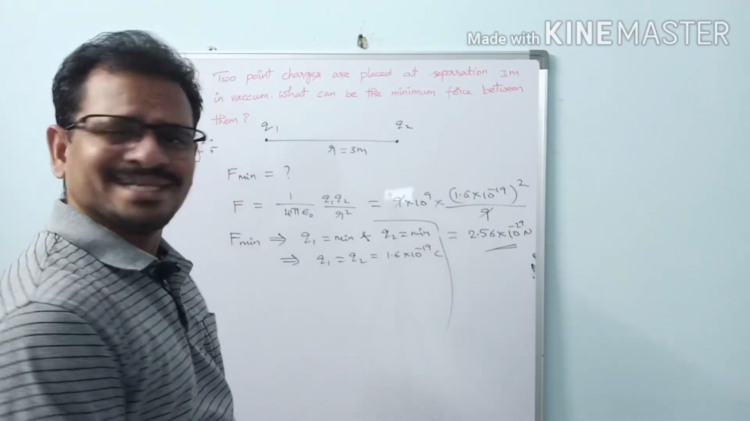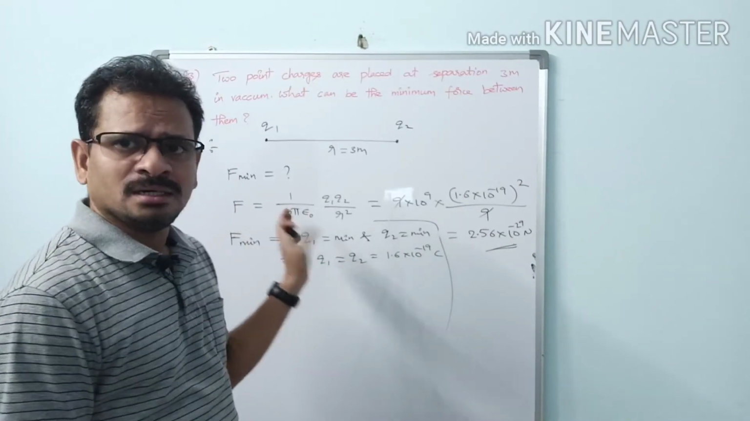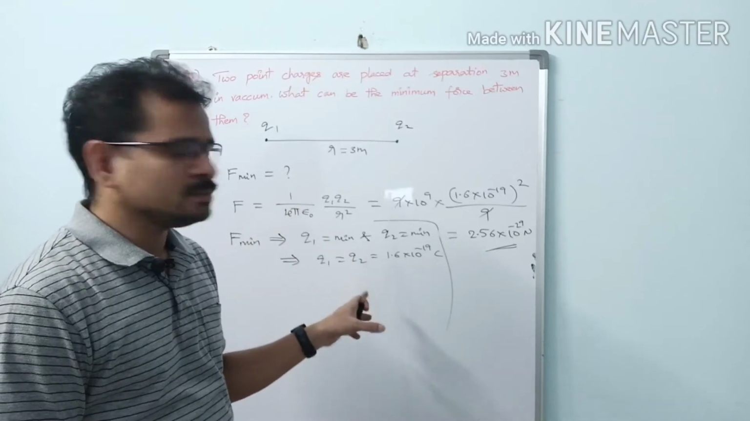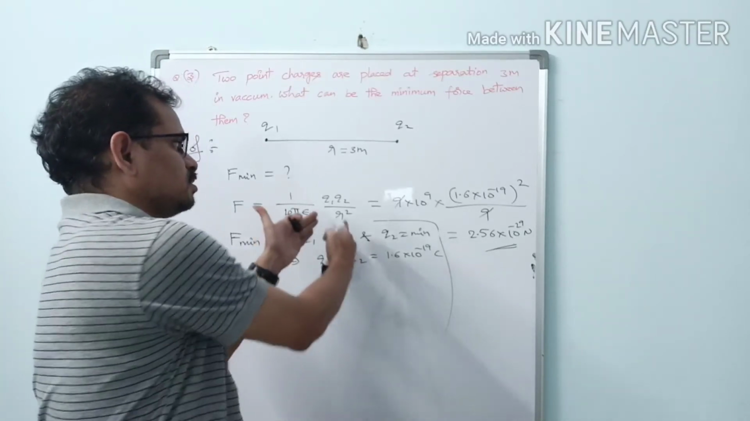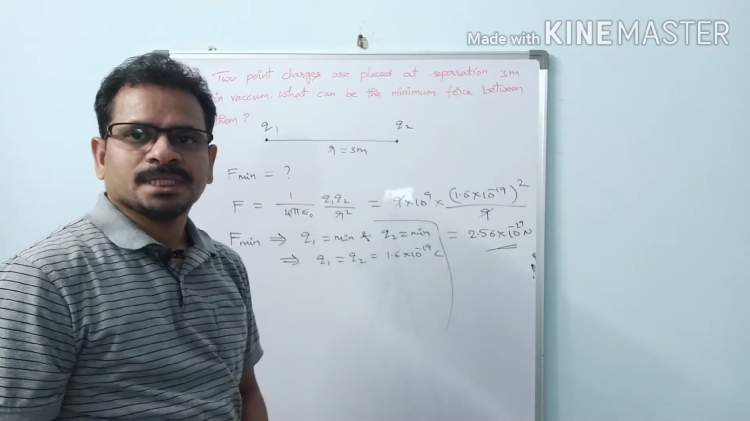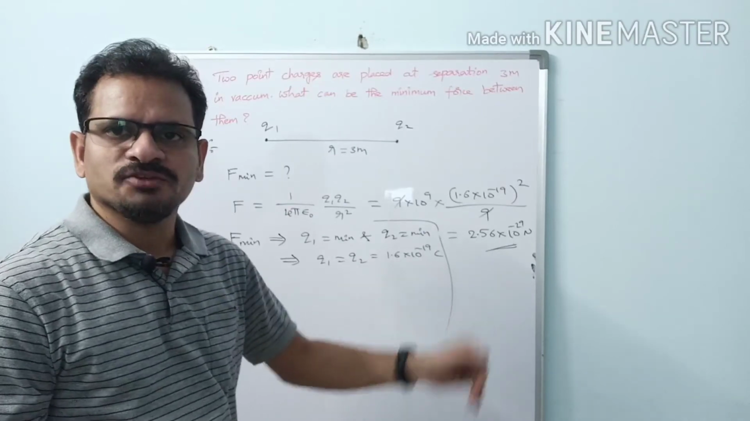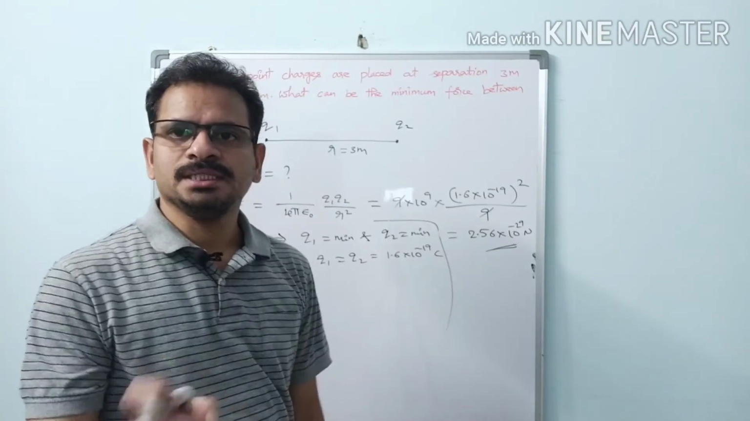So what is the key thing in this problem? Force should be minimum. For force to be minimum, there is only one chance for us, because the distance is fixed. So these charges must have minimum values. What is the minimum value? The minimum value is nothing but the charge of an electron. So I have taken this. It is an easy problem.